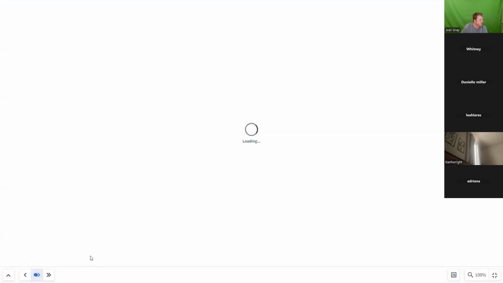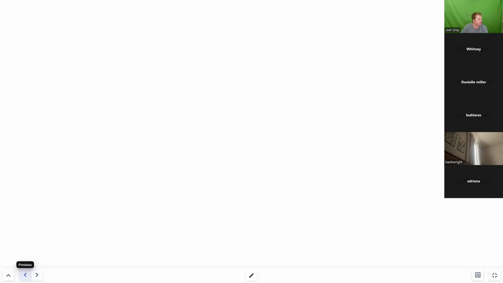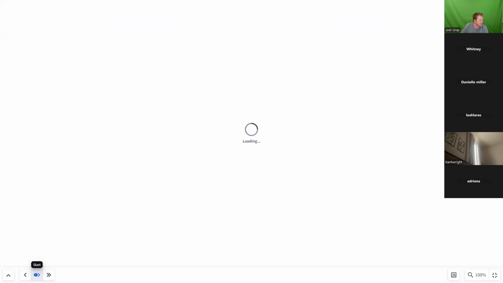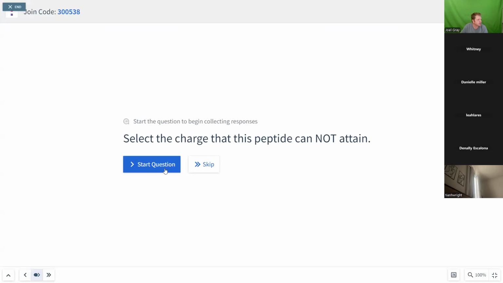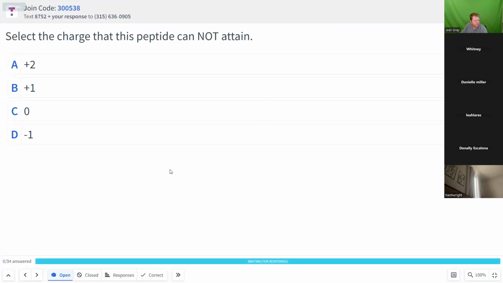question about this peptide, or first question for the day. Select the charge that this peptide cannot attain. Okay, so I'll jump back, take a look at it for a moment. And here we go. Start the question. And you've got 50 or 60 seconds to answer this question.